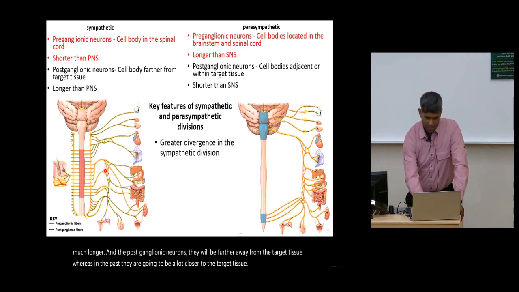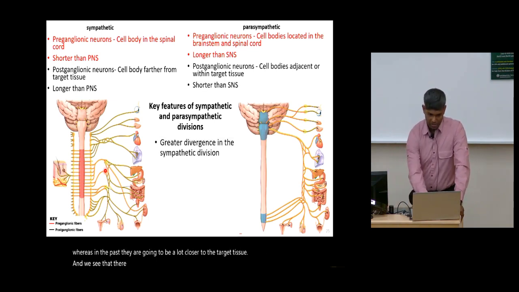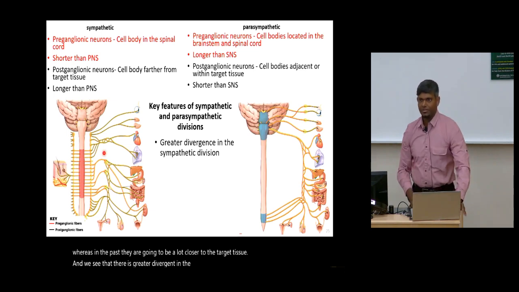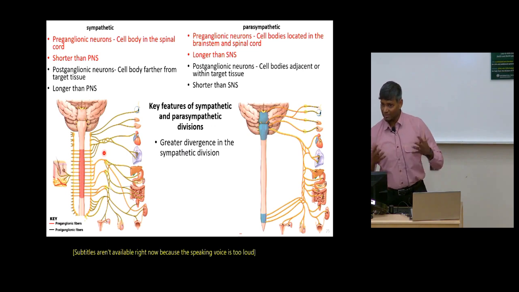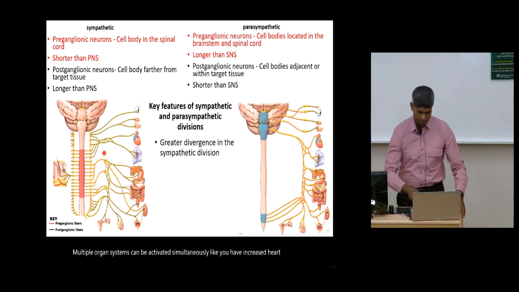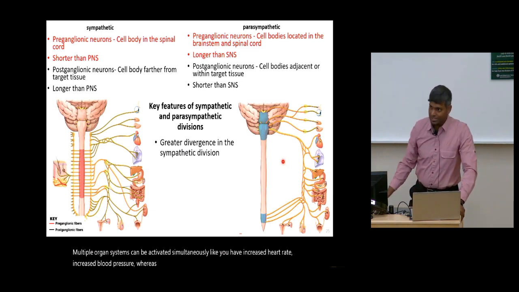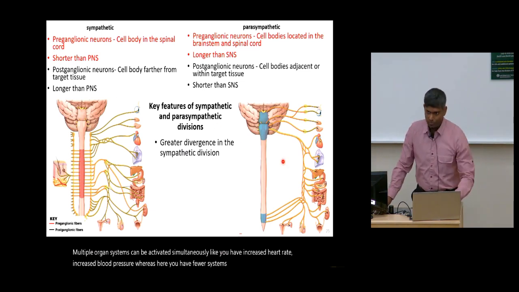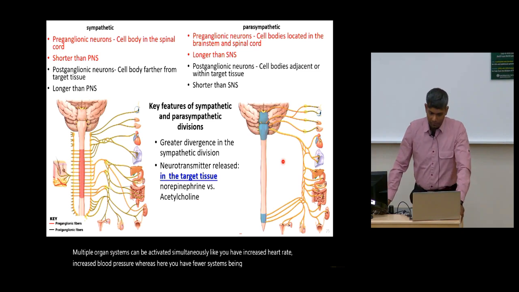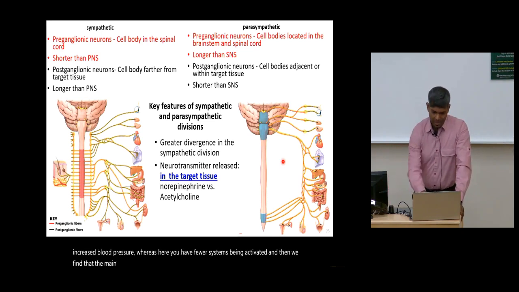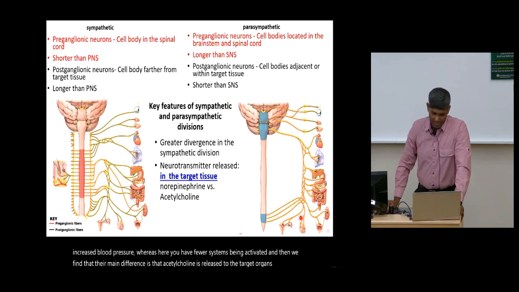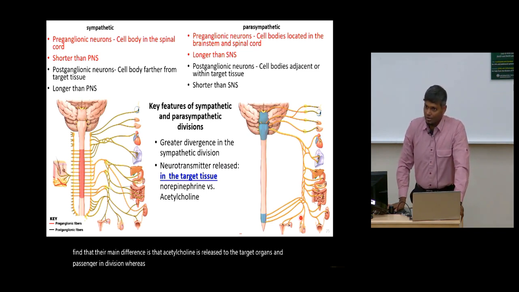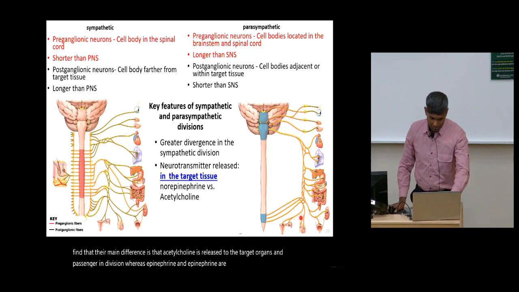And we see that there is greater divergence in the sympathetic division. So if you have sympathetic activation, multiple organ systems can be activated simultaneously, like you have increased heart rate, increased blood pressure, whereas here you have fewer systems being activated. And then we find that the main difference is that acetylcholine is released to the target organs in the parasympathetic division, whereas epinephrine and norepinephrine are released in the sympathetic division.